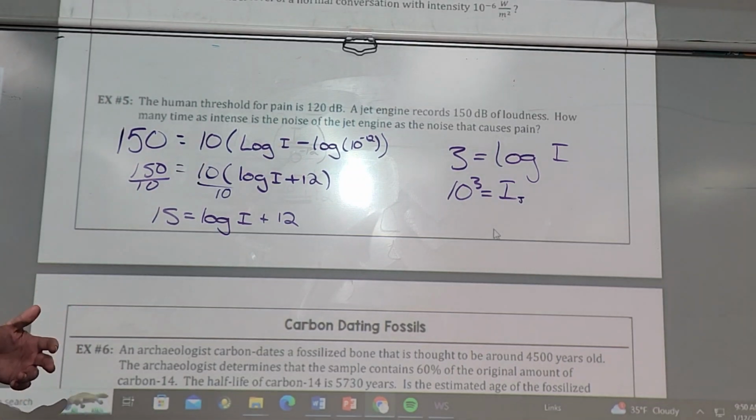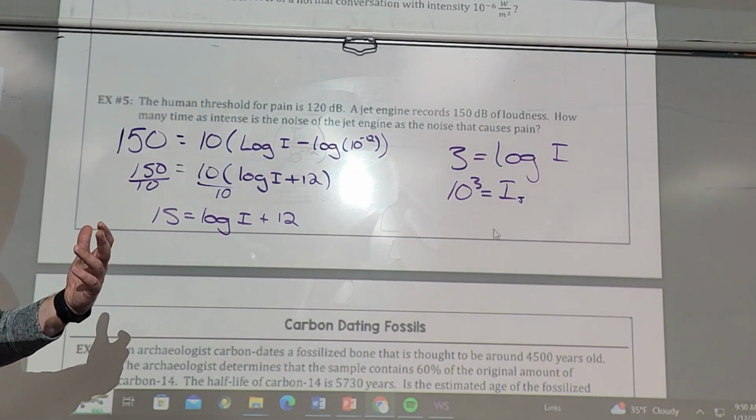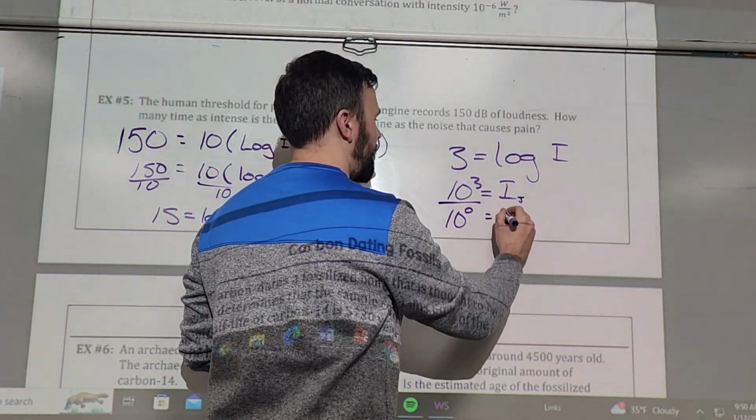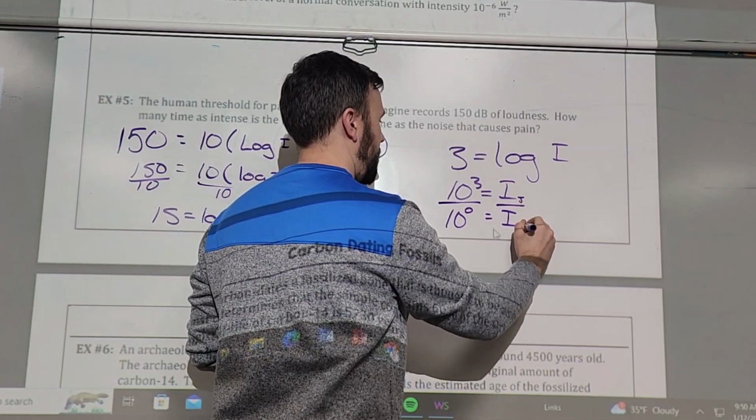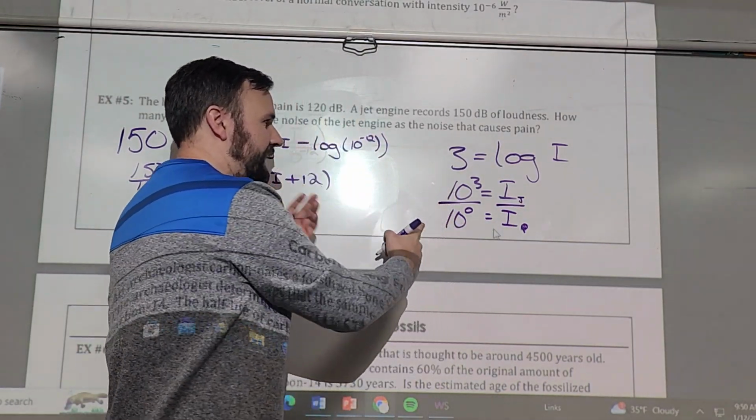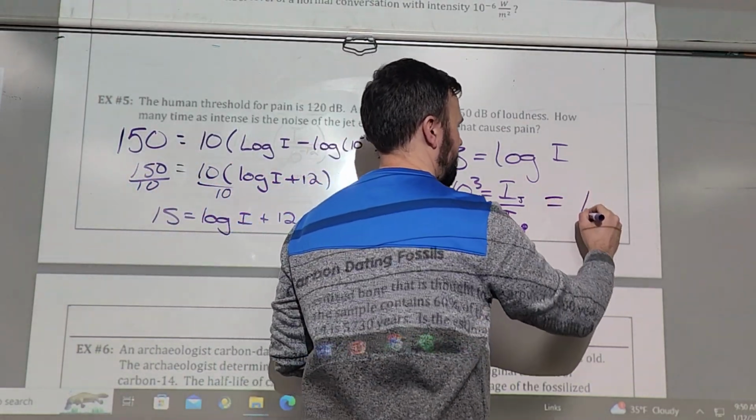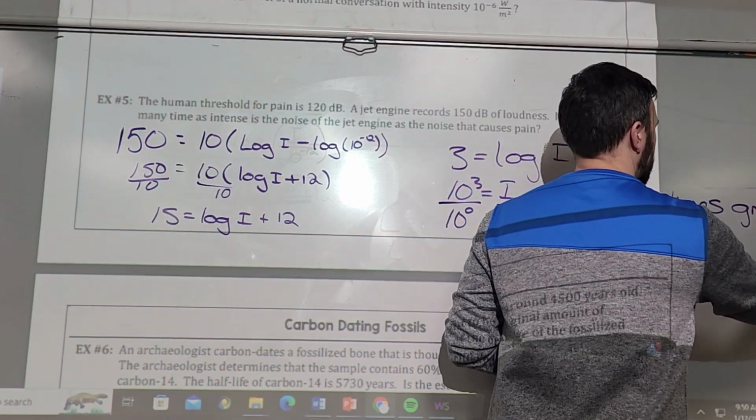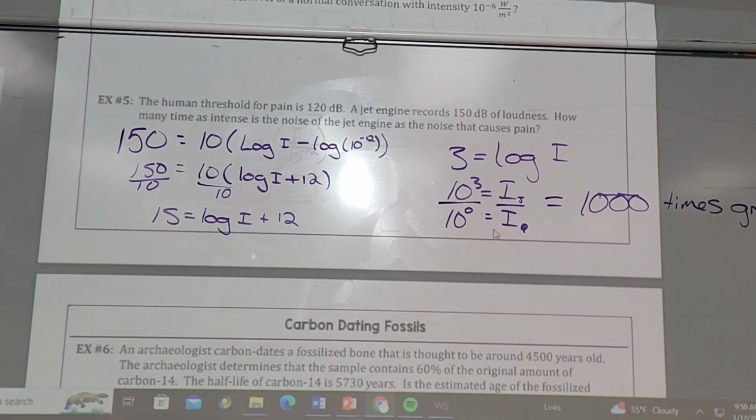So how many times greater is a jet engine noise than painful? So I do I of j over I of pain, I of p. What is 10 to the third divided by 10 to the 0? It's 1,000 times greater. So think about that. Between 120 and 150 decibels, you're like, that's not that big of a difference, right? It's 1,000 times more. It might hurt a little bit. Like different volume levels on your AirPods.